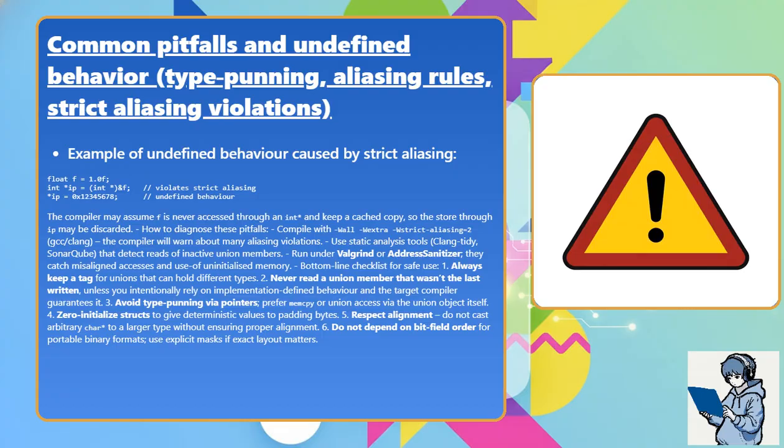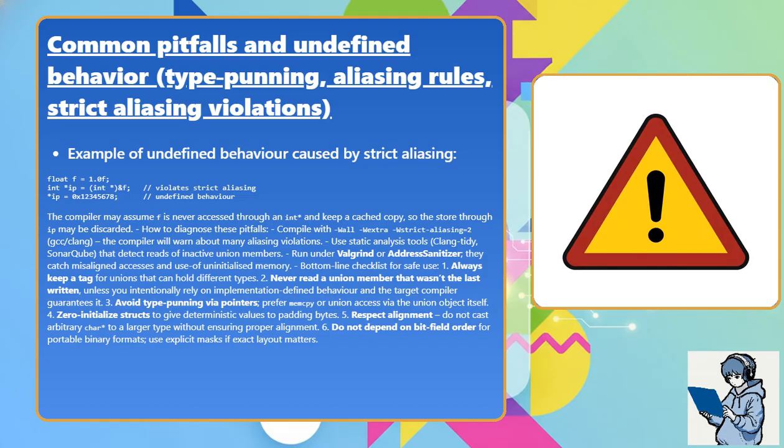Bottom line checklist for safe use. First, always keep a tag for unions that can hold different types. Second, never read a union member that wasn't the last written unless you intentionally rely on implementation-defined behavior and the target compiler guarantees it. Third, avoid type punning via pointers. Prefer memcpy or union access via the union object itself.